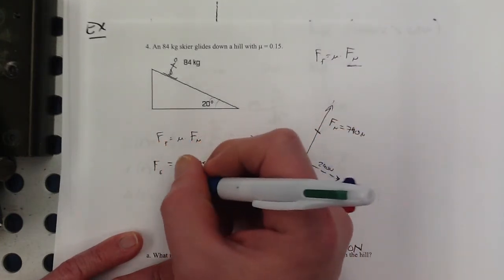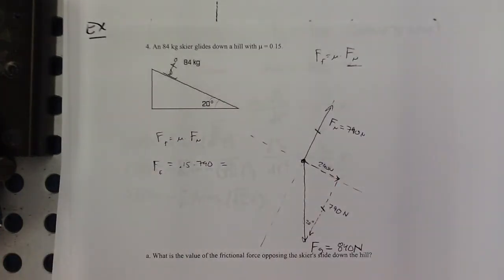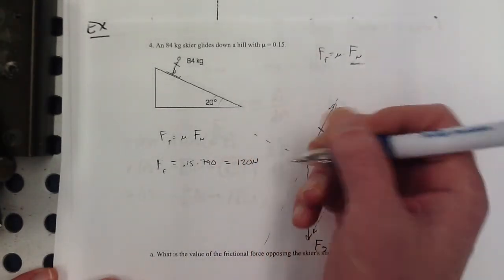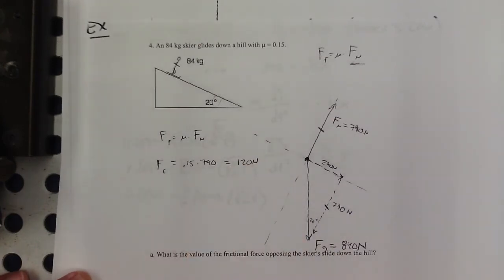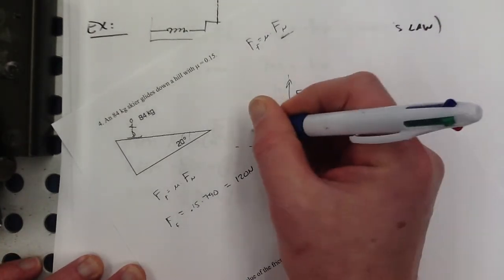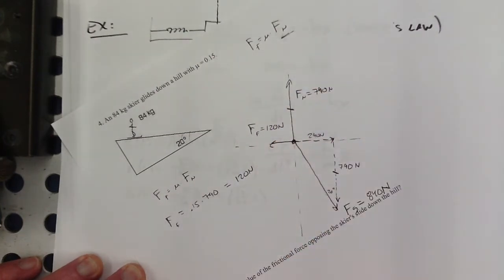So the force of friction, 790 times 0.15 is about 120. My calculator said 118.5, but I'm rounding to the nearest tens place here for my forces. So 120 newtons there.